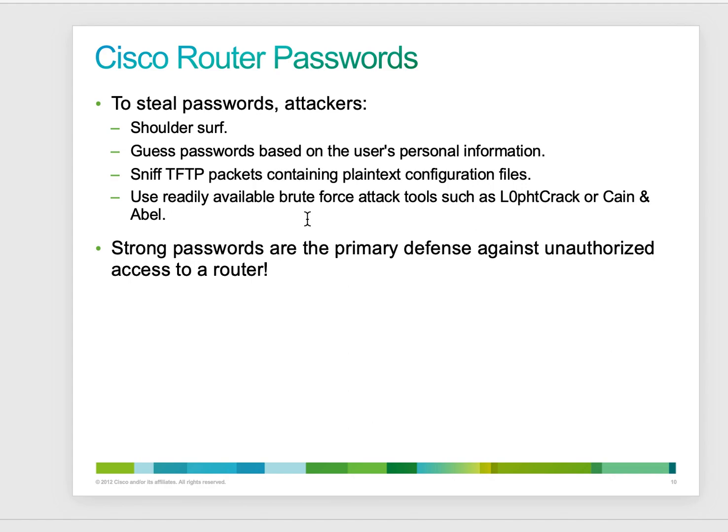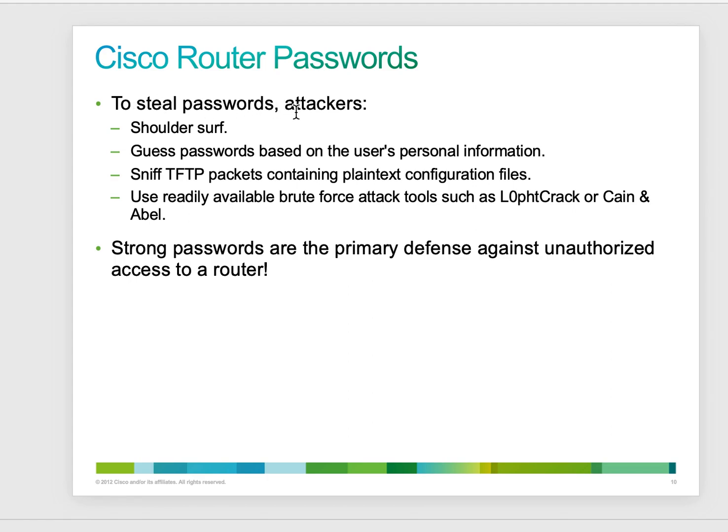Then another thing is that they use readily available tools for what we call the brute force attack. If all of these do not work for them, they use the brute force attack. They do it step by step. Shoulder surf, guess the password, and then sniff TFTP, the trivial file transfer protocol packets. They sniff for that, and then they use brute force to access your password or your username. The brute force attack tools that they use are L0phtCrack or the Cain and Abel method to crack into your password. So that's what they do to Cisco router passwords.